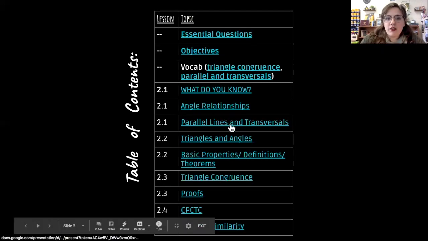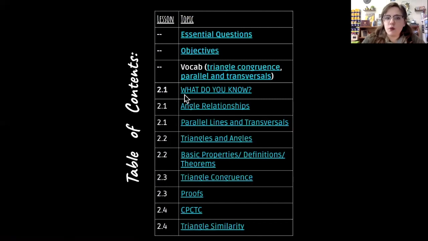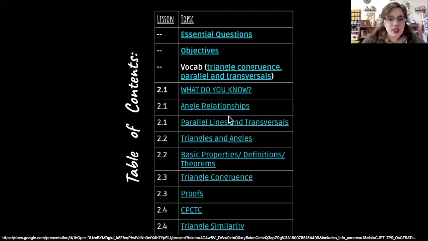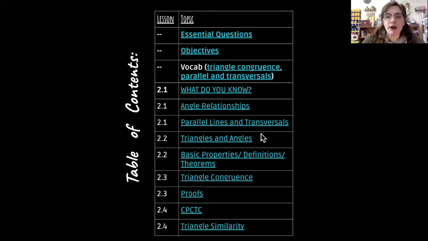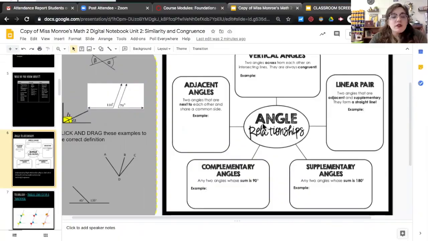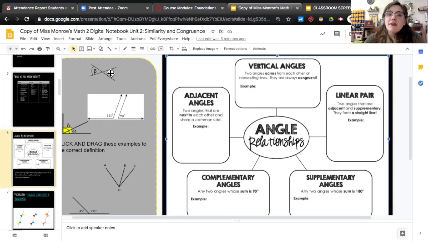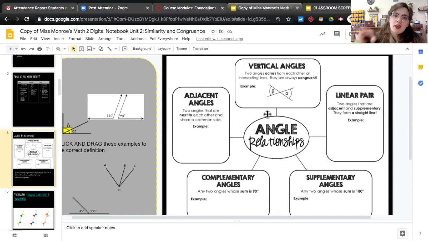We are going to start off learning this week, 2.1, reviewing what we already know, talking about angle relationships, and then talking about parallel lines and transversals. So these are angle relationships. These vertical angles are angles that are across from each other and intersect, and they are always congruent. So any two lines that cross are vertical. I'm going to go in a counterclockwise pattern because that's how we should do math.